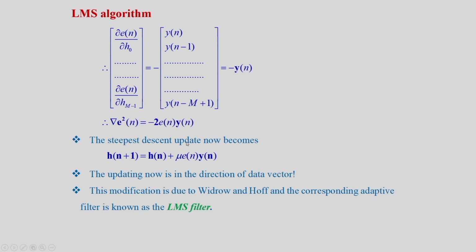This steepest descent update now becomes h sub n plus 1 is equal to Hn plus mu times En into Yn. Now updating is in the direction of Yn instead of in the direction of the gradient of the mean square error. So the updating is in the direction of data vector. This modification is due to Widrow and Hoff, as we have told earlier, and the corresponding adaptive filter is known as the LMS filter.